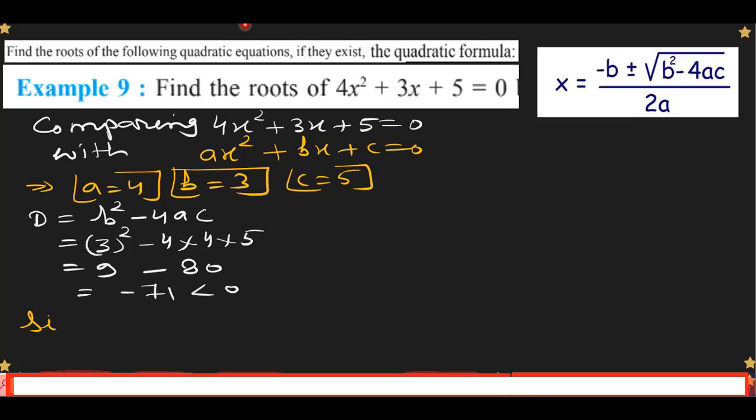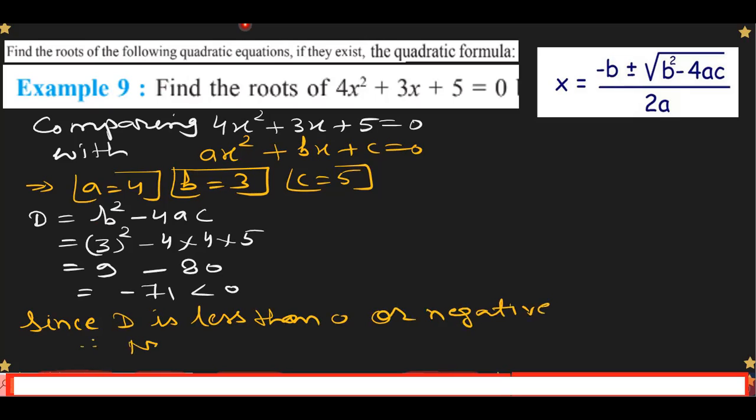since discriminant is less than 0 or negative, therefore no real root exists. So that is the answer of this question.